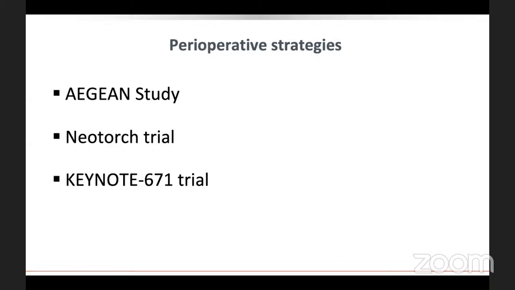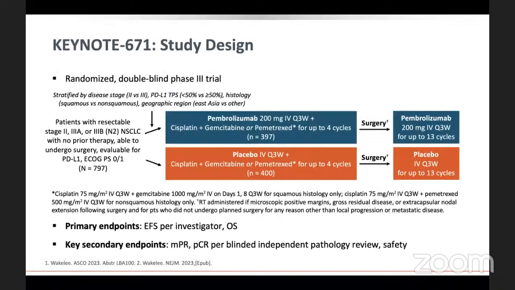This trial was just a preoperative strategy. There were similar trials which use perioperative strategy, which include the AGN study, the NeoTORCH study, and the Keynote 671 trials. So all these trials use immune checkpoint inhibitors in combination with chemotherapy prior to surgery, followed by maintenance with either the immune checkpoint inhibitor or placebo, which is given up to nearly a year.